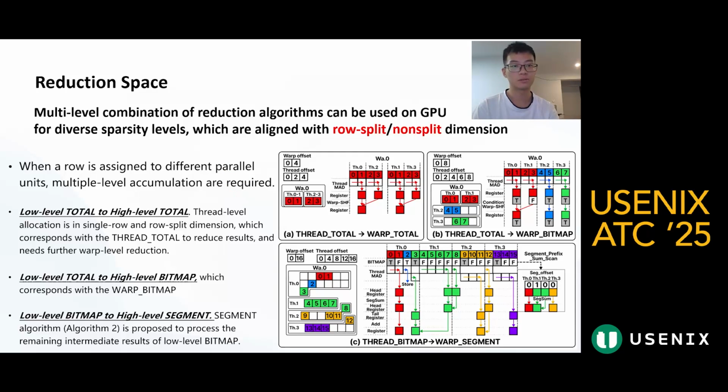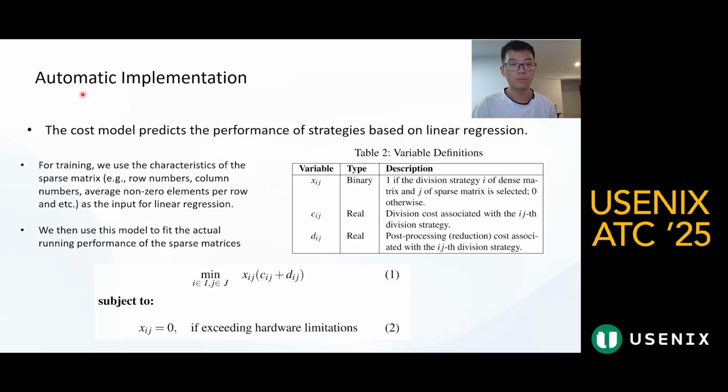For automatic implementation, the cost model predicts the performance of strategies based on linear regression, like this. For training, we use the characteristics of the sparse matrix, like row numbers and column numbers, as the input for linear regression. We then use this model to fit the actual running performance of the sparse matrix.